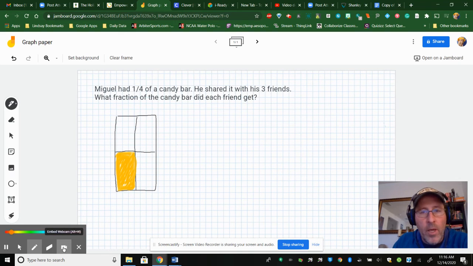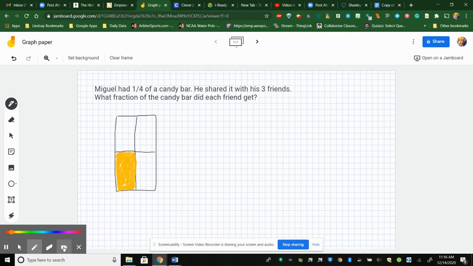Hey everyone, what we're going to look at is a word problem with division of a fraction by a whole number. So what we need to recognize is what the whole amount is that's going to be divided up into pieces. Okay, so what's going to be our dividend?